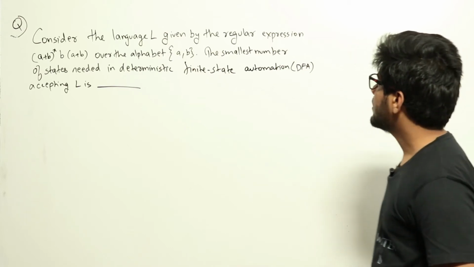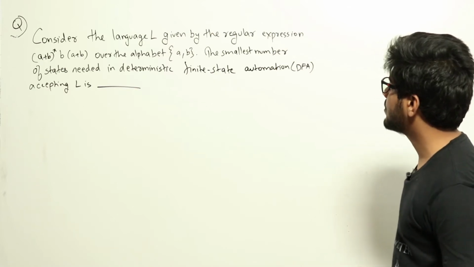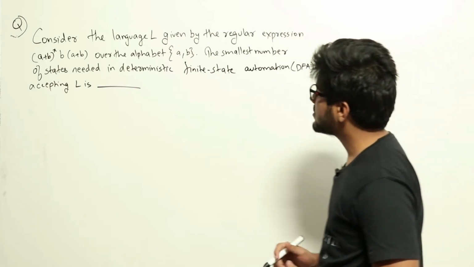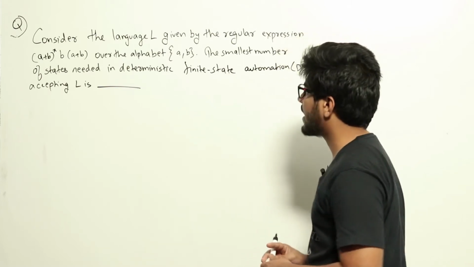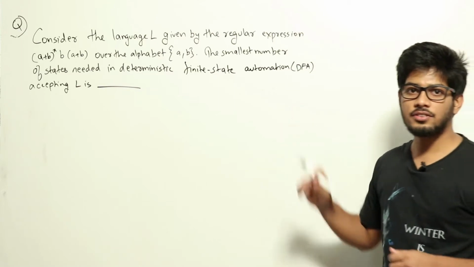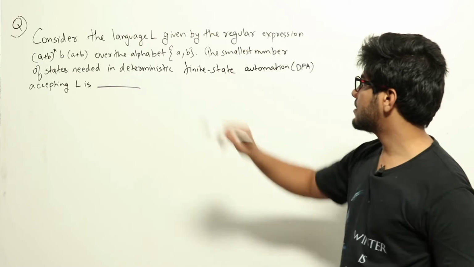Consider the language L given by the regular expression (a + b)* b (a + b) over the alphabet {a, b}. The smallest number of states needed in a deterministic finite state automaton (DFA) accepting L is. This is a question from the finite automata section of theory of computation. So we have been given this language.